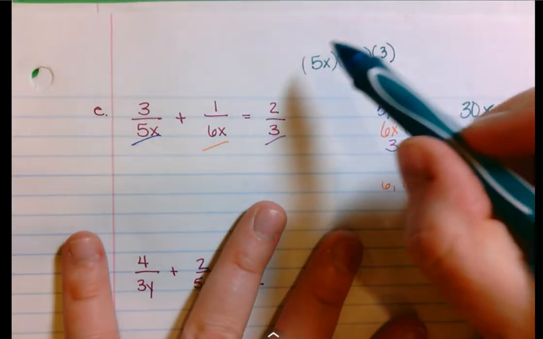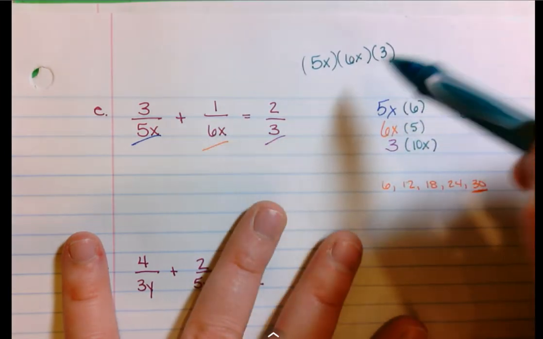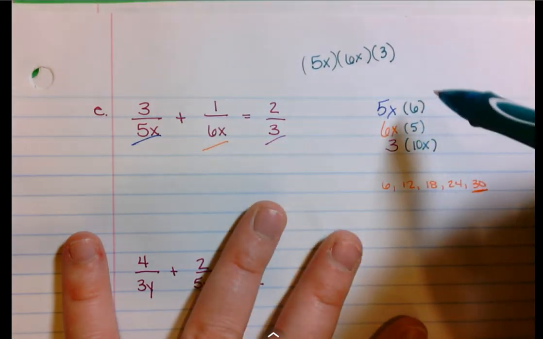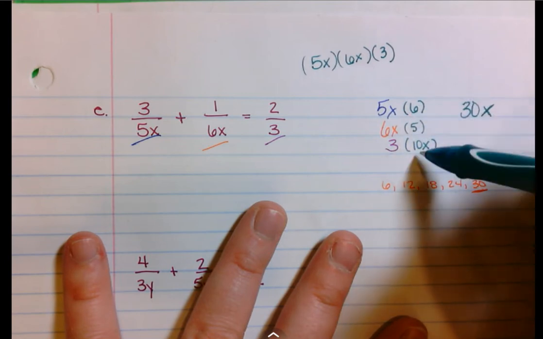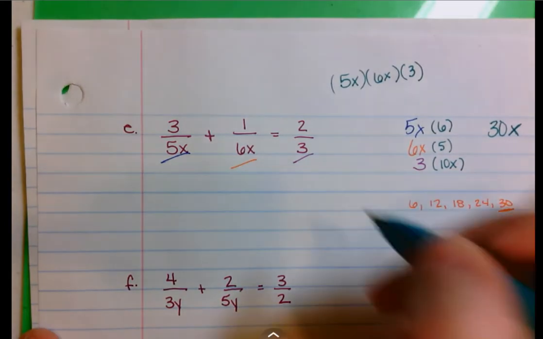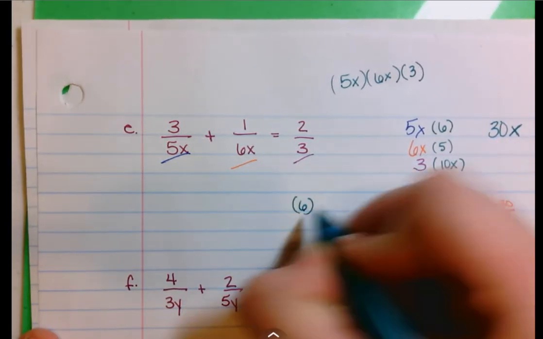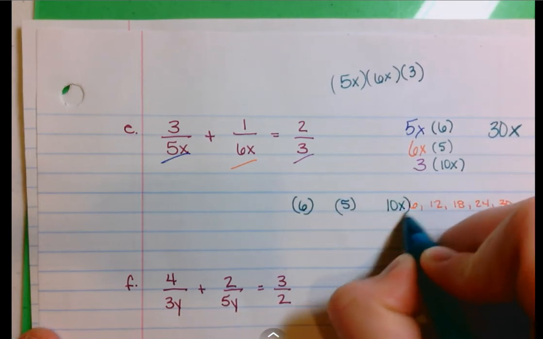Your choice. But if I multiplied this times each one, you could see how the denominators would cancel out as well. It doesn't matter how you do it. So I will do it this way and show that real quick. So I would have a 6, I would have a 5, and I would have a 10x.